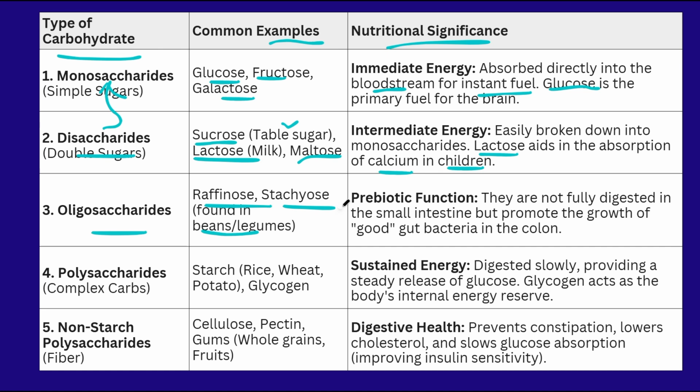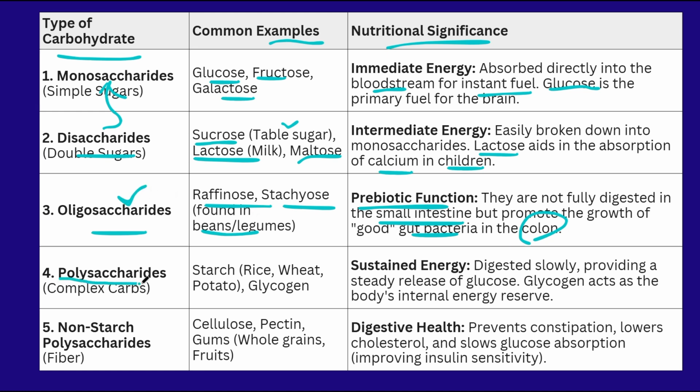Okay. The importance of oligosaccharides is that they act as a prebiotic. That means these are not digested in the small intestine, but they will be digested in the colon. The colon acts as a home for the good bacteria. Good bacteria live in the colon, and these good bacteria will break down these oligosaccharides.